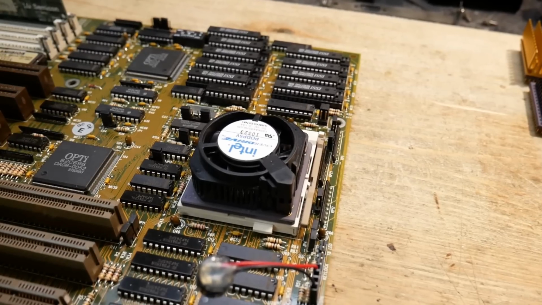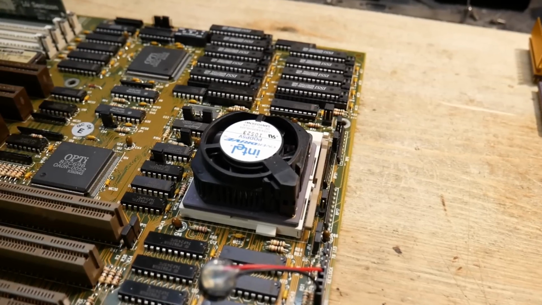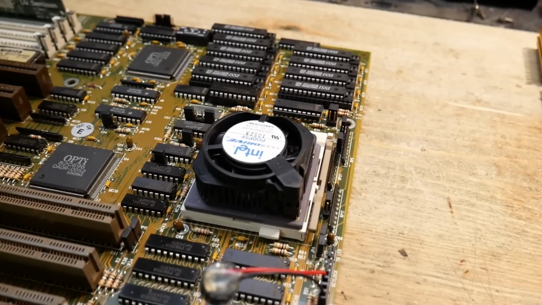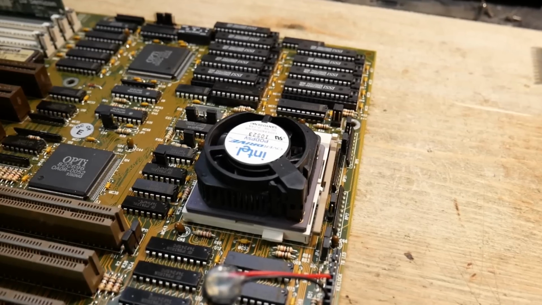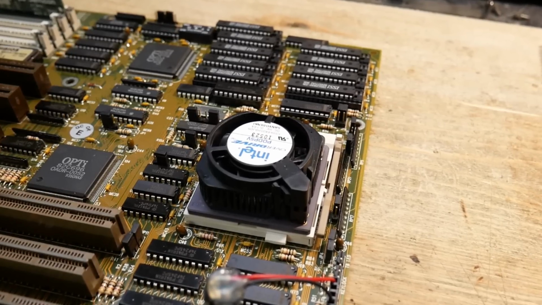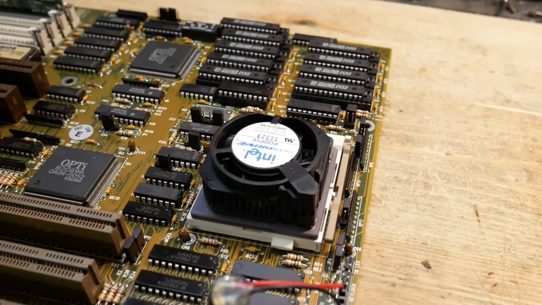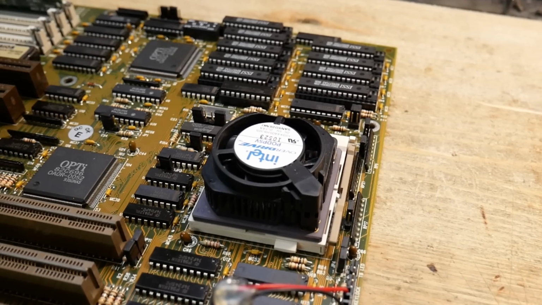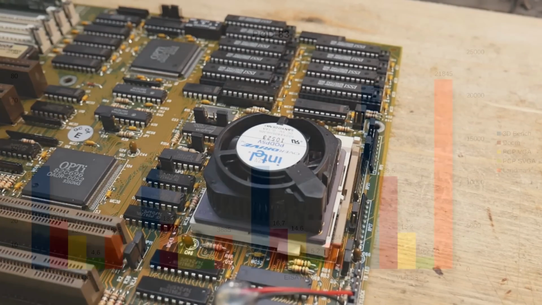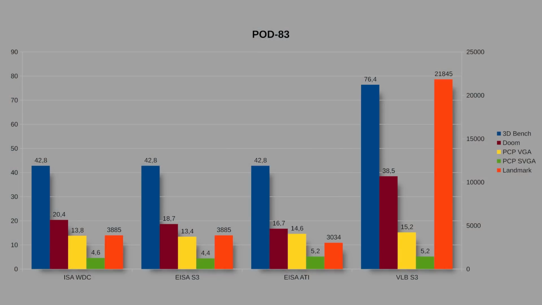So I decided to raise the CPU speed without increasing the frontside bus. A Pentium Overdrive is pretty much the best you can get for this board, considering that it has no 3.3 volt CPU support. A Pentium Overdrive has an integrated voltage regulator. And once again, in 3D Bench, all ISA and EISA cards performed at the same level. VLB was almost twice as fast with 76.4 points.